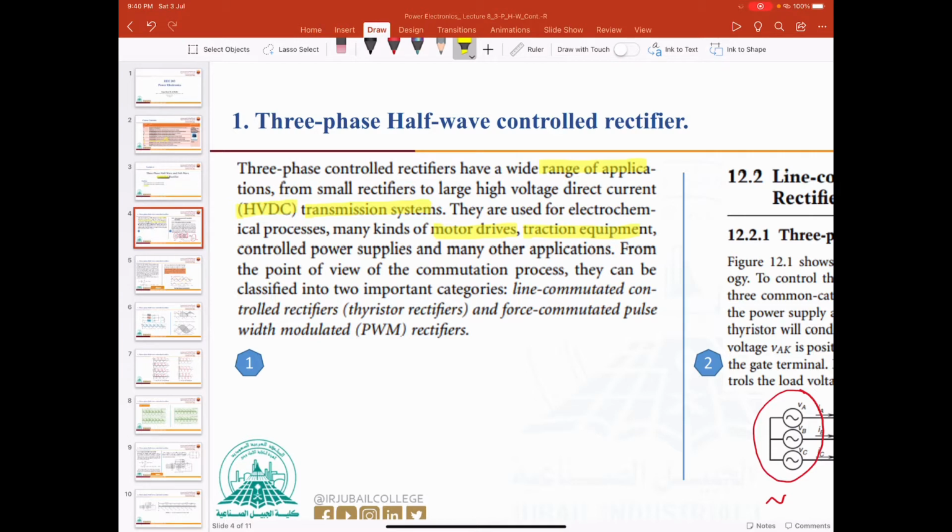Now we will concentrate on the classification of the commutation here. As you can see, we have two categories: the line commutated controlled rectifier, which is the thyristor rectifier, as we have here, and also the force commutated pulse width modulation. We will not go through this part for now. We will just use the thyristor rectifier.